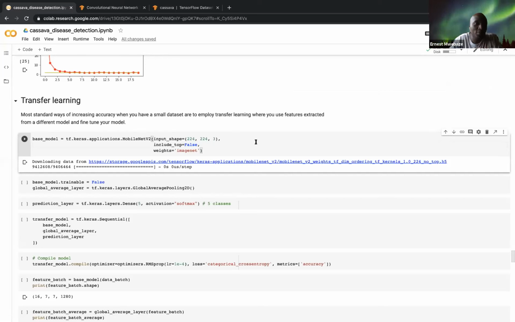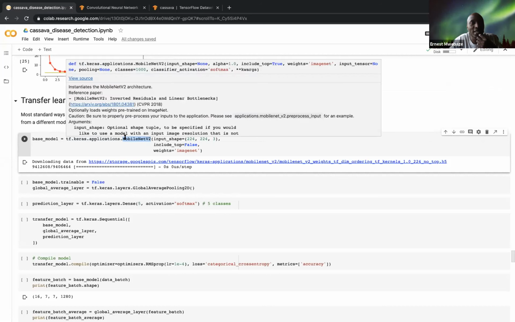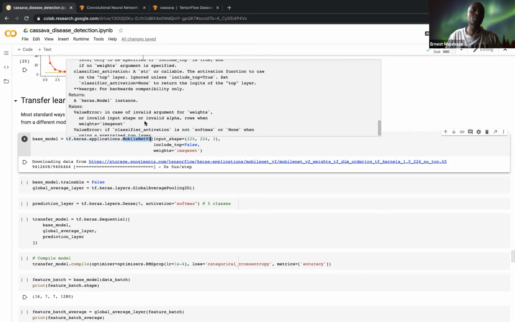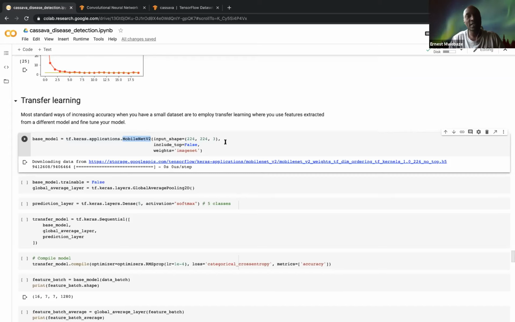And so things have been made relatively easy. With Keras, you can call different architectures. In this case, we are calling a MobileNet version 2 architecture. And if you highlight it, it gives you more information about this architecture. It highlights the paper, which was a 2018 paper, and so on. You can scroll through this and it gives you some idea of what you need to do to apply this architecture.